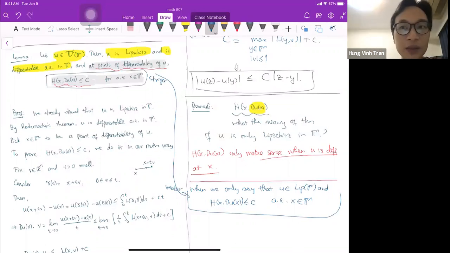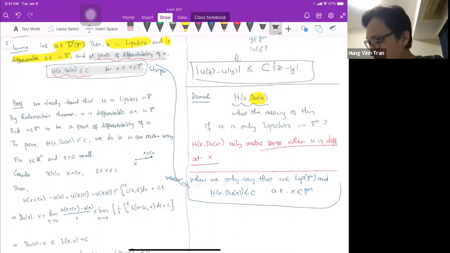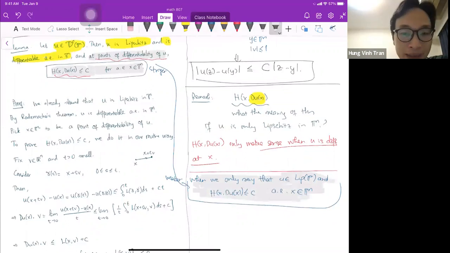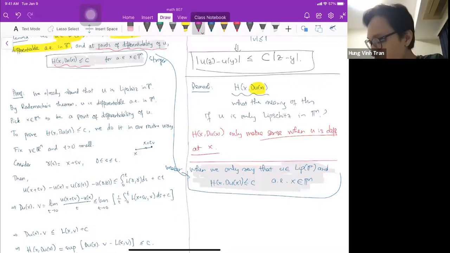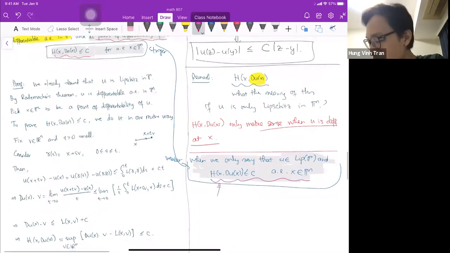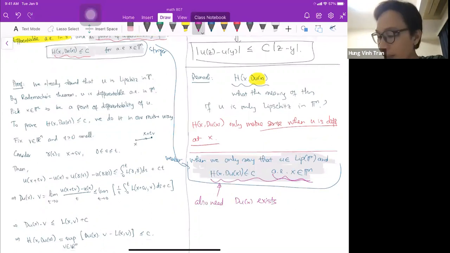The stronger statement is clearer because it happens at the points of differentiability of u. When I write the statement on the right panel, it's weaker because I'm not requiring at which points, just almost everywhere x in the torus, that I have that inequality. But my point is that they only differ by a set of measure 0, because for the latter to make sense, we also need that du of x exists, and almost everywhere here can be smaller than almost everywhere above.